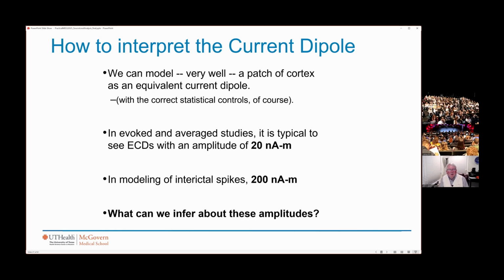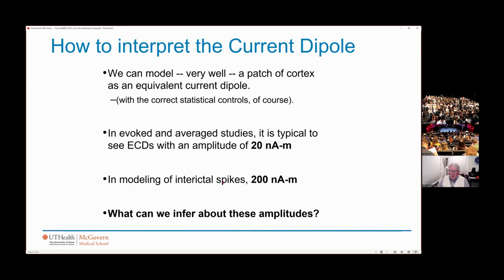But it still begs the question, as I mentioned, we get current dipoles all the time out in evoked studies, that median nerve dipole and epileptic spikes. What does it mean? I mentioned it's probably millions of neurons. How do we know this? In evoked average studies, it's typical when you do that median nerve to come up with a dipole amplitude of about 20 nanoamp meter. It's kind of an unusual unit, but it's just the amps times the distance.